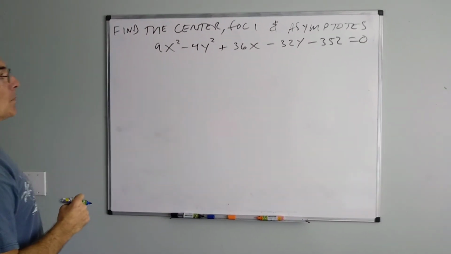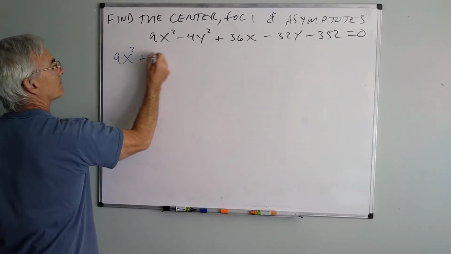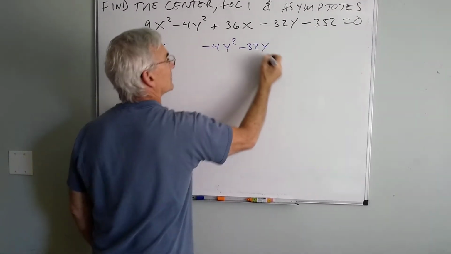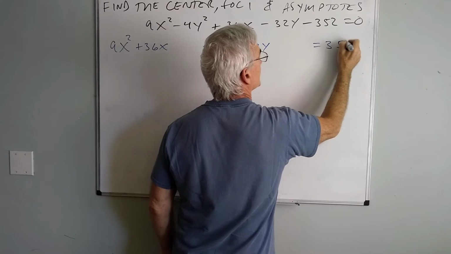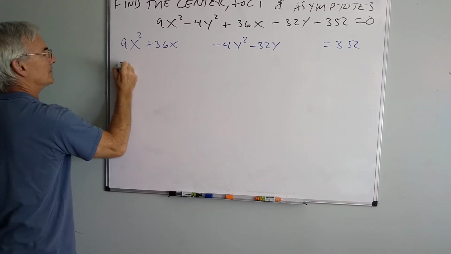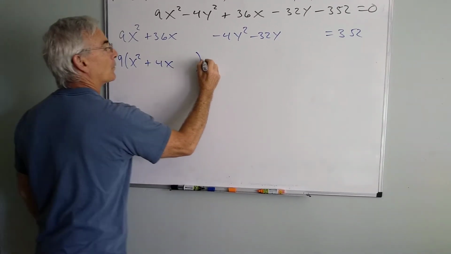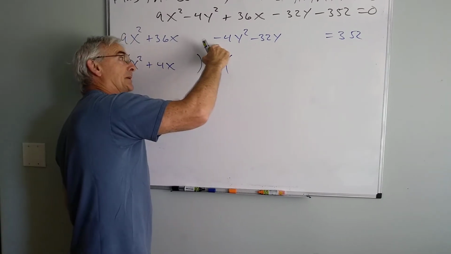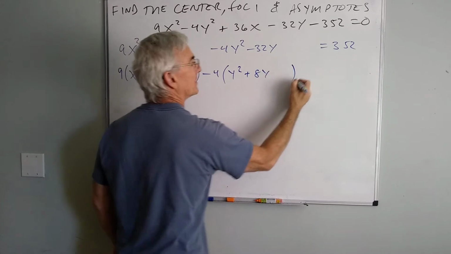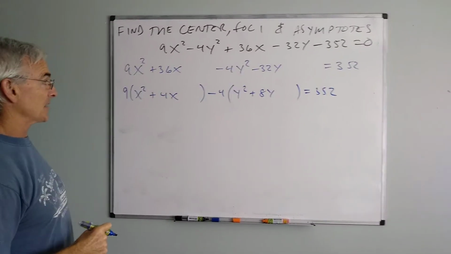So like before, we're going to complete the square. So we'll get the x terms together first, then the y terms, and then throw the constant on the other side. Now, at this point here, I have to factor out the 9, leaving me x squared plus 4x. I will factor out the negative 4. Now, this is where some people get in trouble. Be very careful at this point here. Plus 8y equals 352. Now, I haven't actually done anything yet except rewrite it.